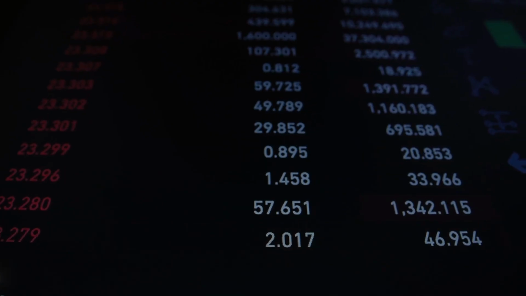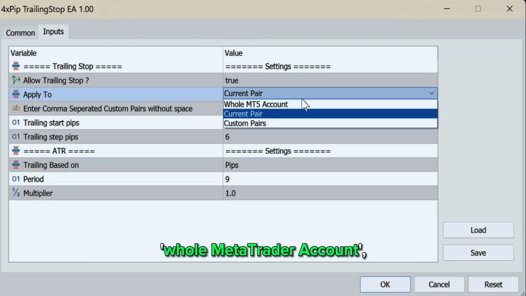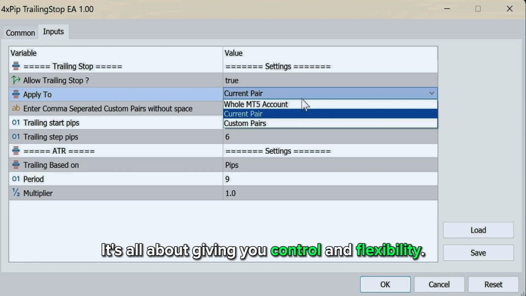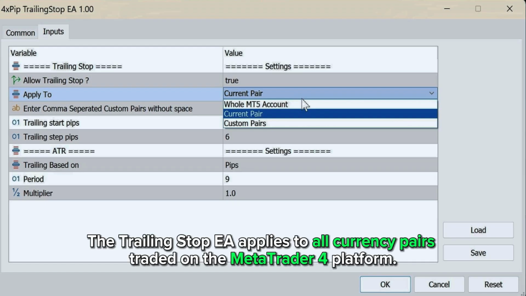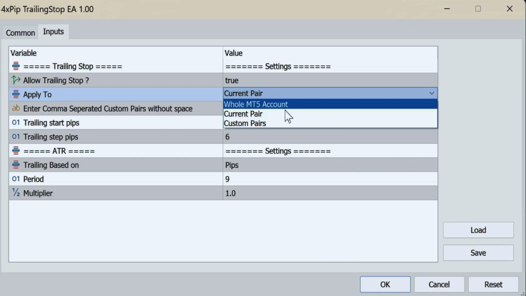Feature number 1. The trailing stop EA can perform trailing on your whole MetaTrader account, the current pair you're trading on, or even on custom pairs of your choice. It's all about giving you control and flexibility. The trailing stop EA applies to all currency pairs traded on the MetaTrader 4 platform, regardless of the specific currency pair on which the EA is installed.